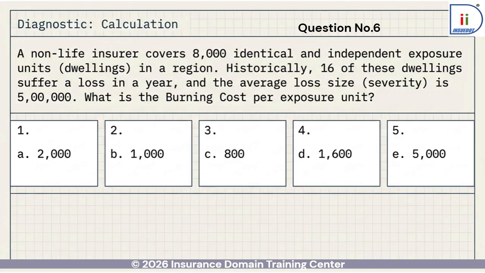Next question is question number 6. A non-life insurer covers 8,000 identical and independent exposure units, dwellings, in a region. Historically, 16 of these dwellings suffer a loss in a year, and the average loss size, severity, is 5 lakhs. What is the burning cost per exposure unit? Read all the options.